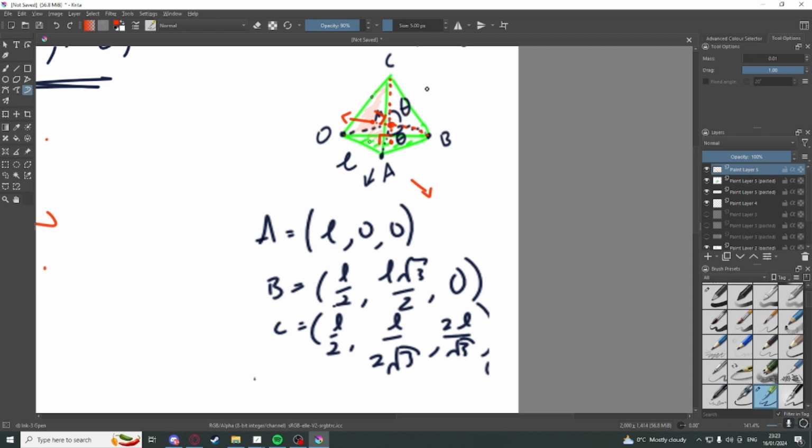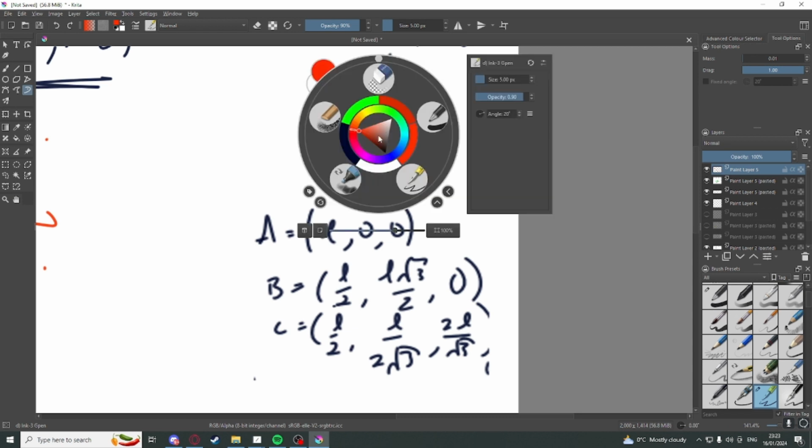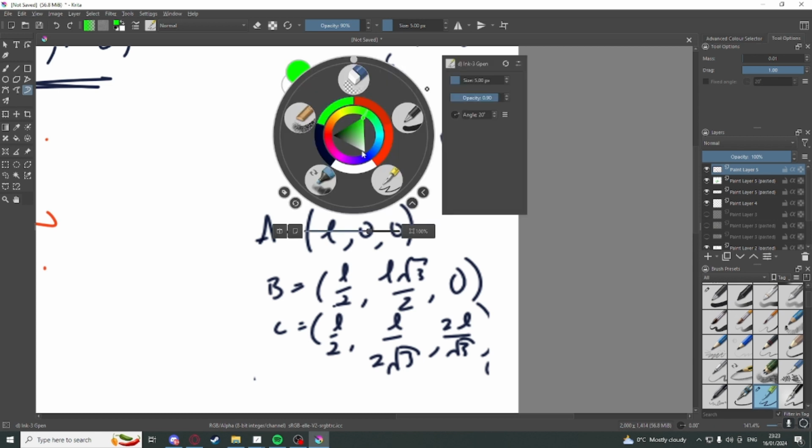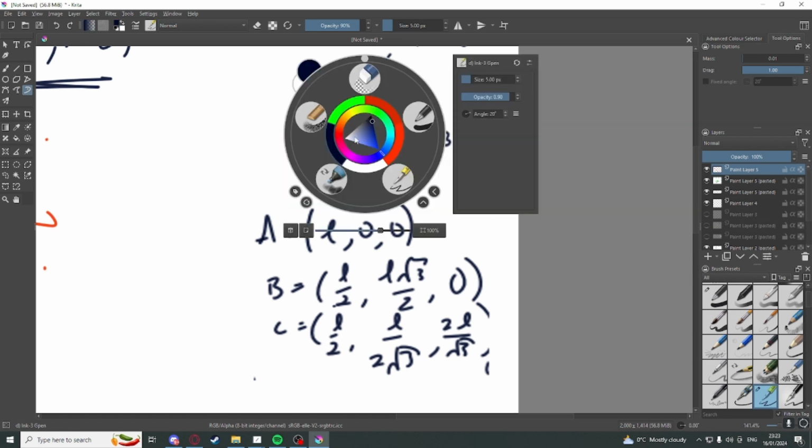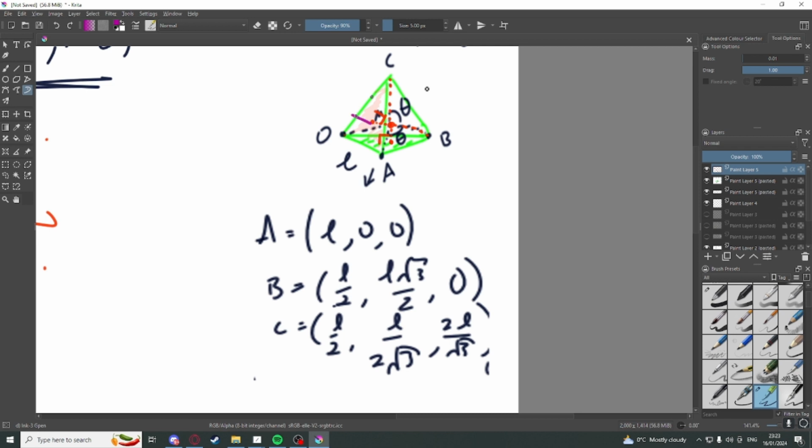If I just drew it again, maybe in a different color. Let's not go with that. Let's go with a different color. Purple? Pink? I don't know. So my normal vector would look like that, and I'll just label that n1.